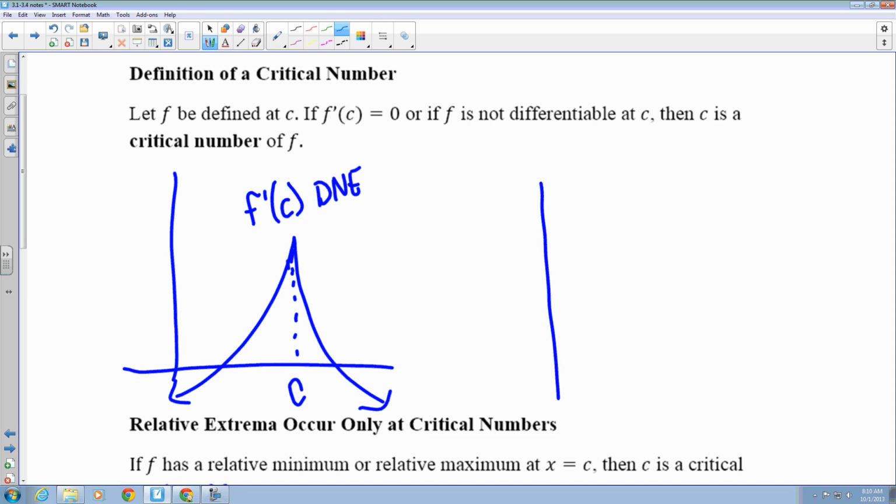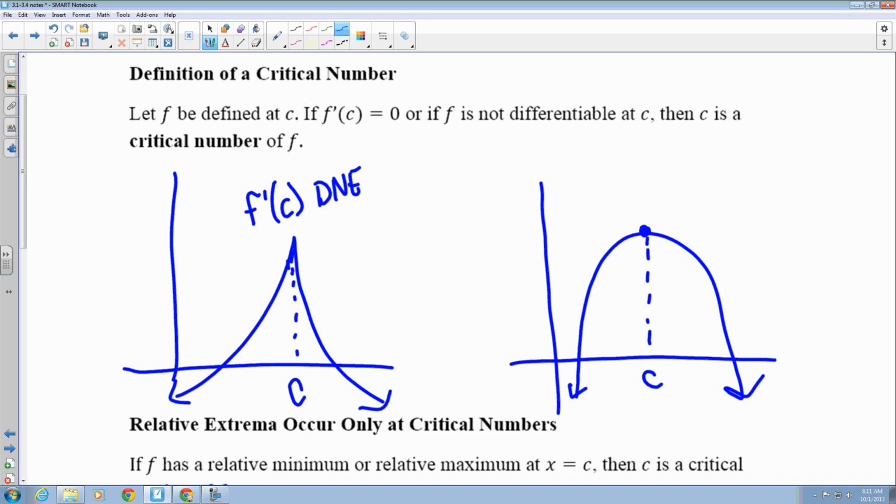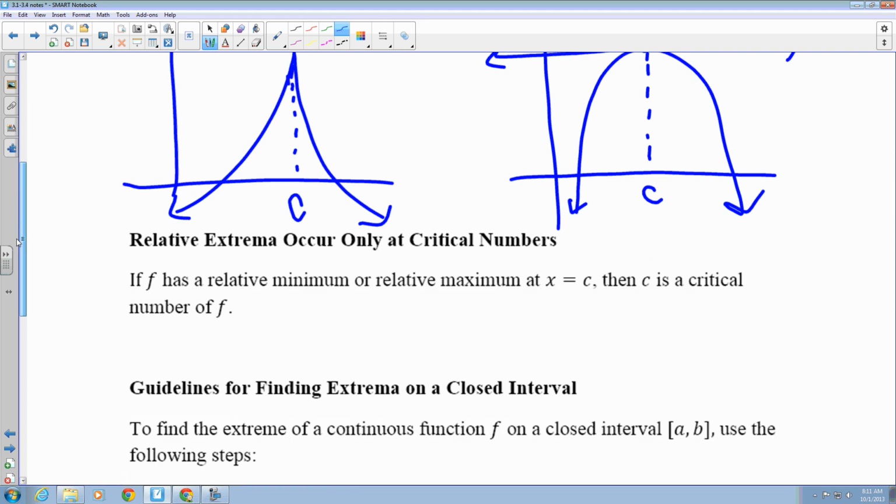And f prime of c is equal to 0 when you have a horizontal tangent at a point, so like right here. See, you could draw a horizontal tangent in at that point. That's when we have a 0. So that's what you're looking for. You're looking for either where a derivative is equal to 0, or where it doesn't exist for those critical numbers.